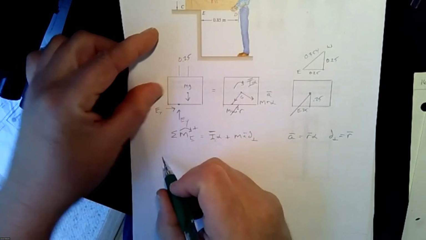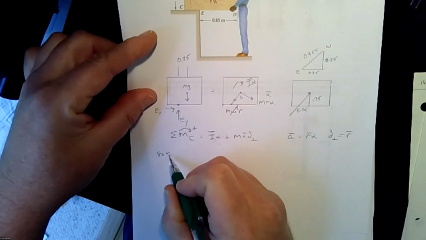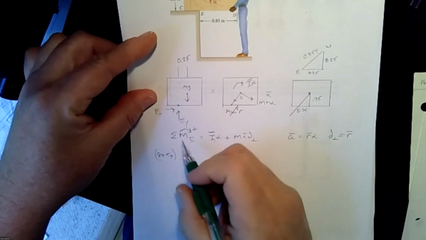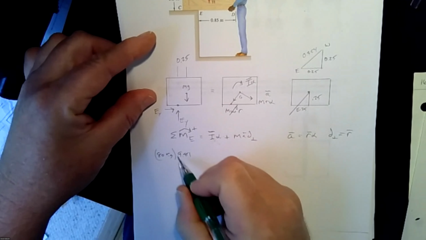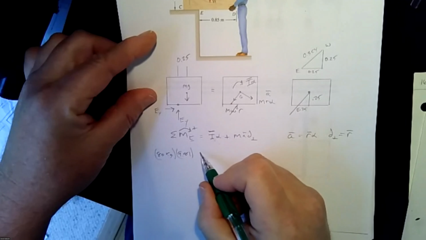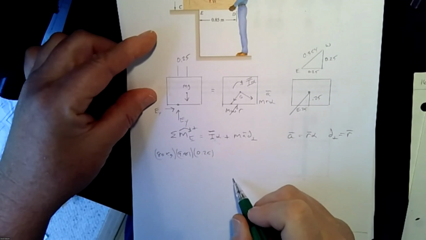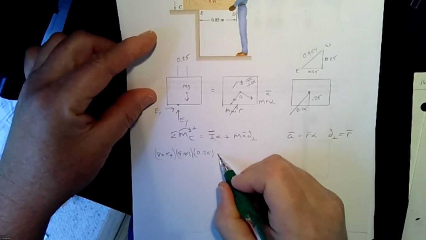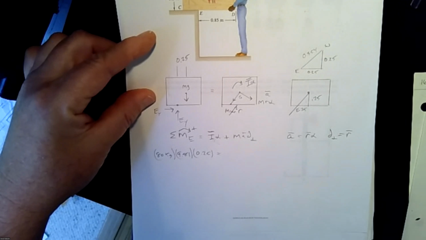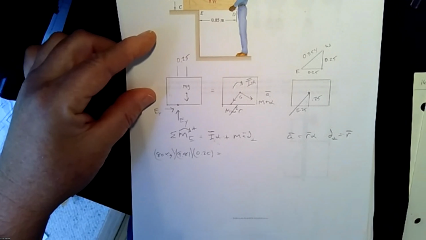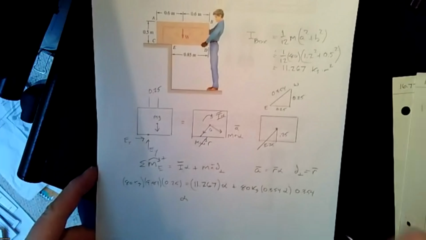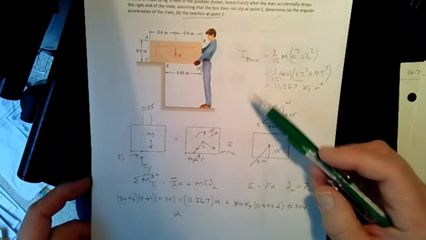So I have 80 kilograms times 9.81 times 0.25, right? So that's its distance. And then that is going to equal... now, one of the things I didn't do yet, it's all right up top. So let me pause for a second. I left out the moment of inertia.